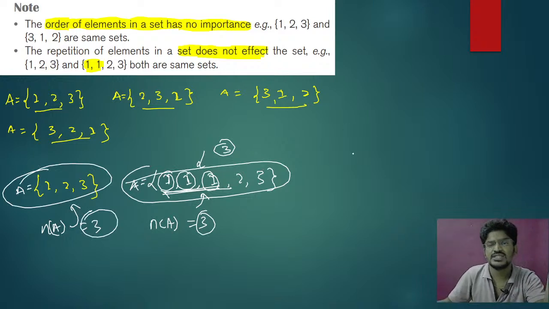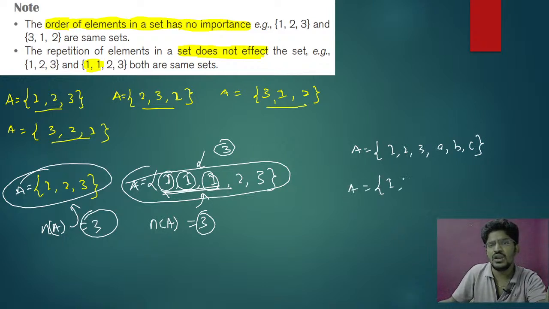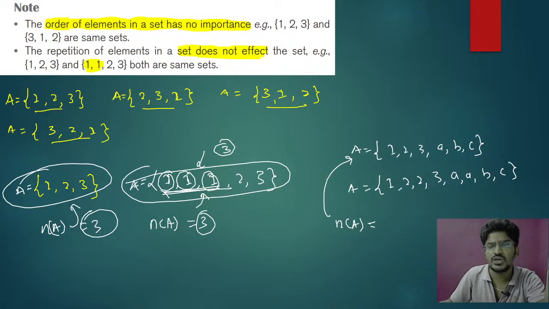Clear? In the same way, if I take A as 1, 2, 3, a, b, c, and here I have A equal to 1, 2, 2, 3, a, b, c. Now tell me, what is n of A here? Quickly tell me. It has 3 plus 3, 6 elements. In the same way, what is n of A in the second set? Here also it is 6.